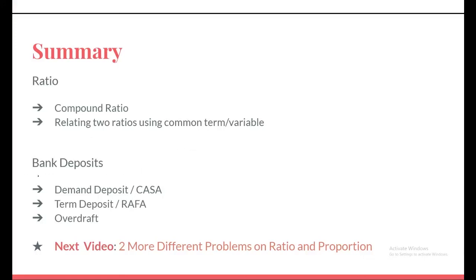And the next thing we have learned for bank deposit, that is demand deposit and term deposit accounts. So we have current account and savings account for demand deposit, and recurring account and fixed account for term deposit. And for this special kind of demand deposit, that is a current account, we have a special facility that is called overdraft.